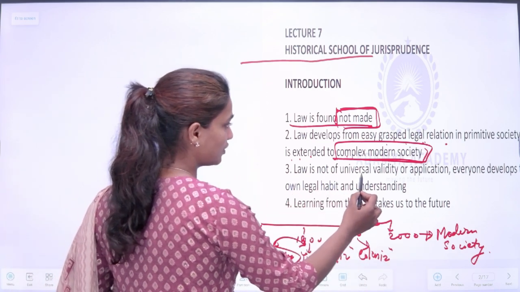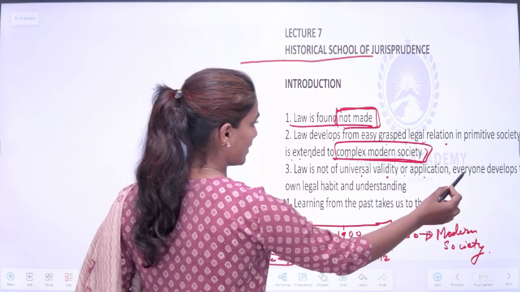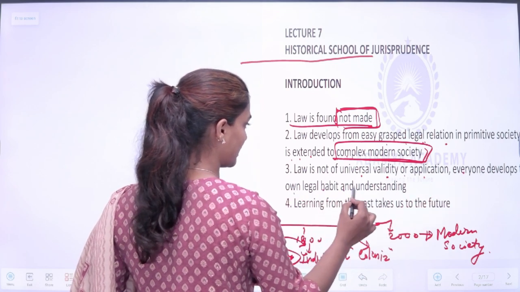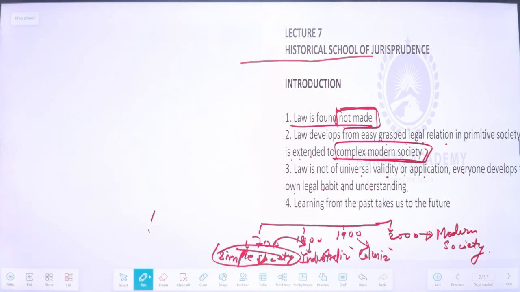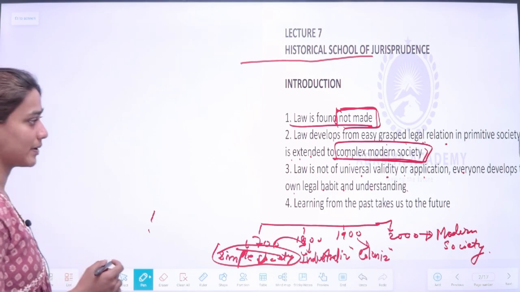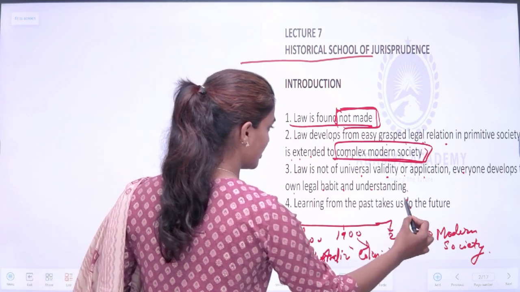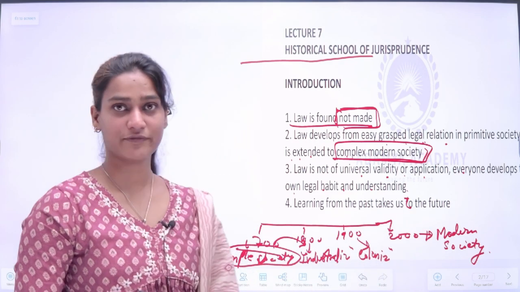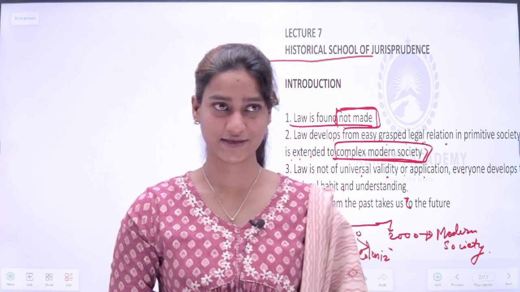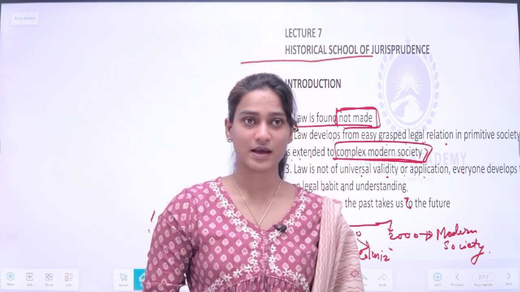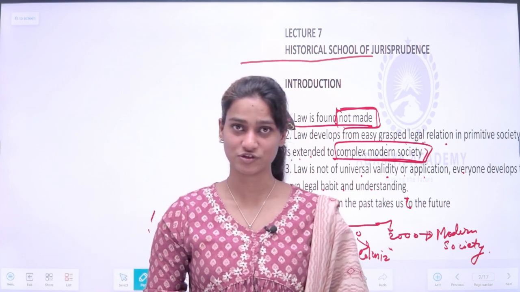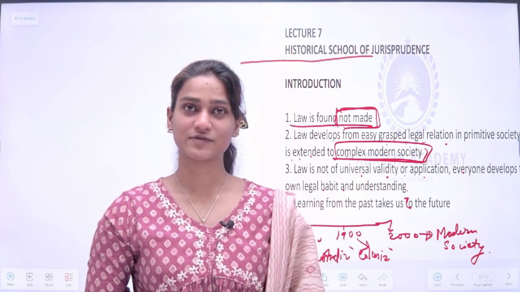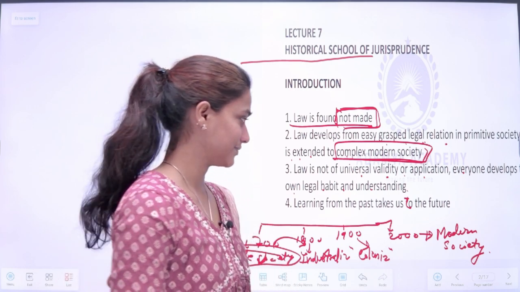Law is not of universal validity or application. Everyone develops their own legal habit and understanding. Learning from the past takes us to the future. The very basic philosophy of historical school of jurisprudence is that we have to learn from the past and not repeat the mistakes in the present as well as in the future. This is what historical school of jurisprudence mainly means.